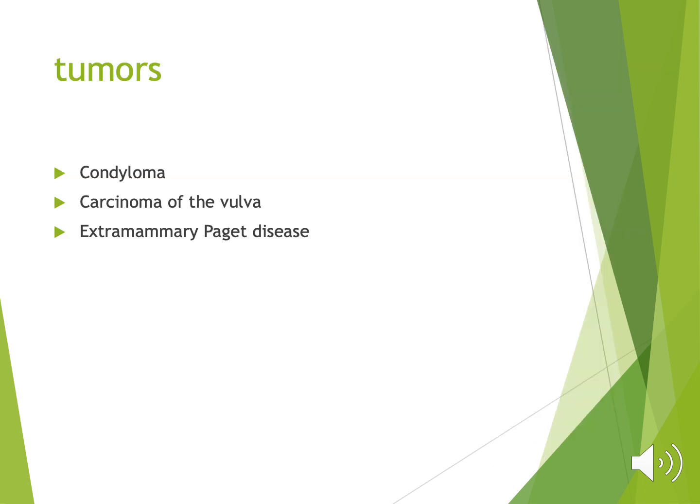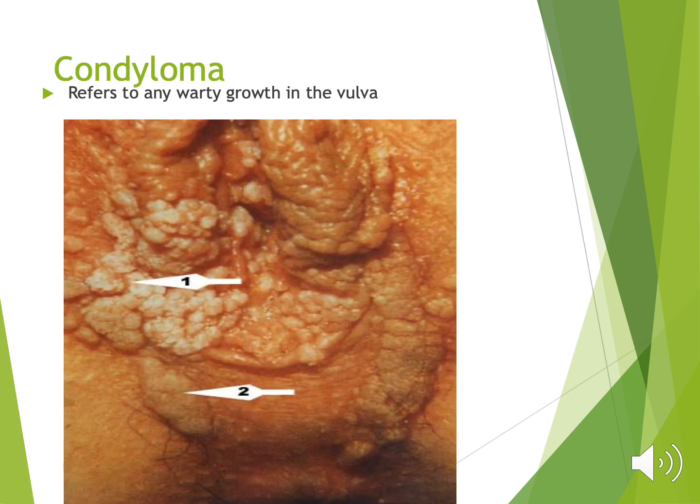When discussing epithelial neoplasms of the vulva, we will discuss briefly condyloma, carcinoma of the vulva, and extramammary Paget disease. Condyloma refers to any warty growth of the vulva. This is an example of a severe case of condyloma. Notice the polypoid, cauliflower-like growth of the epithelium.